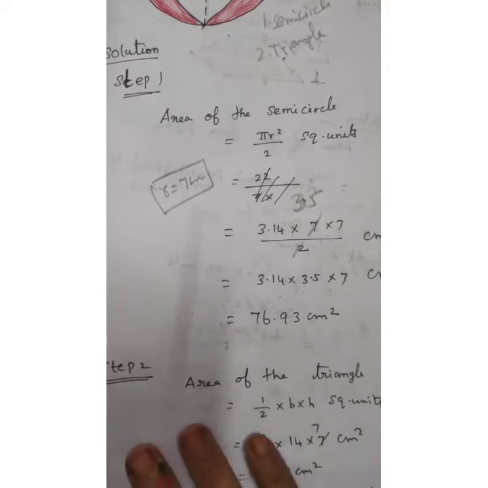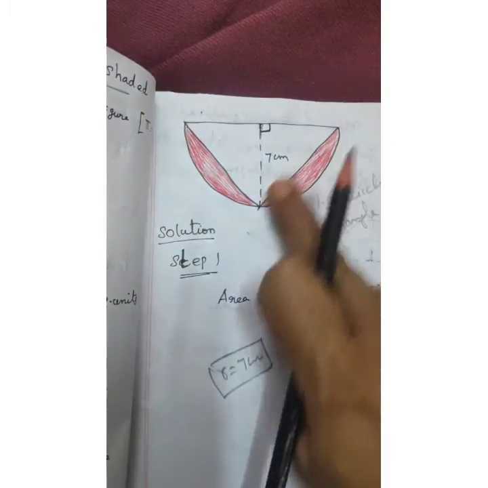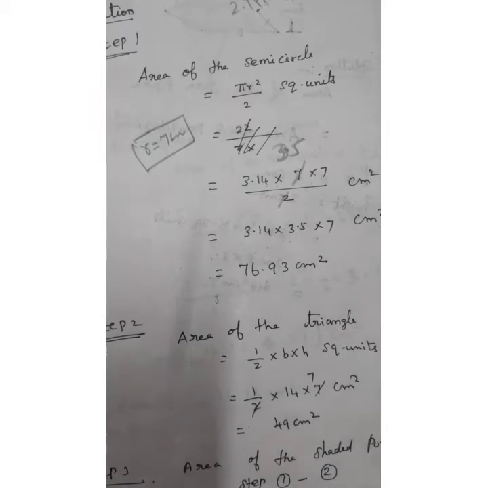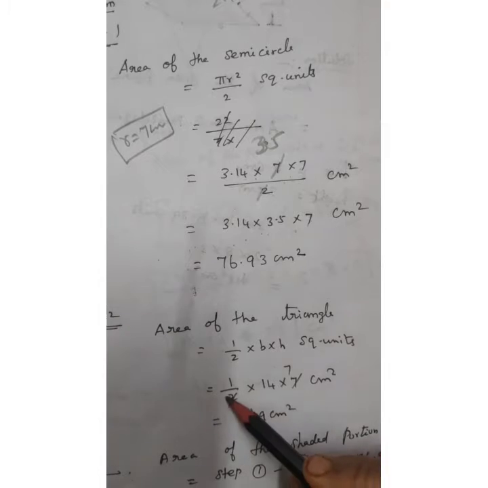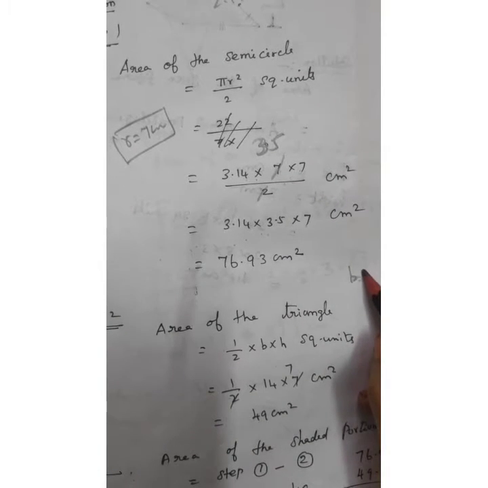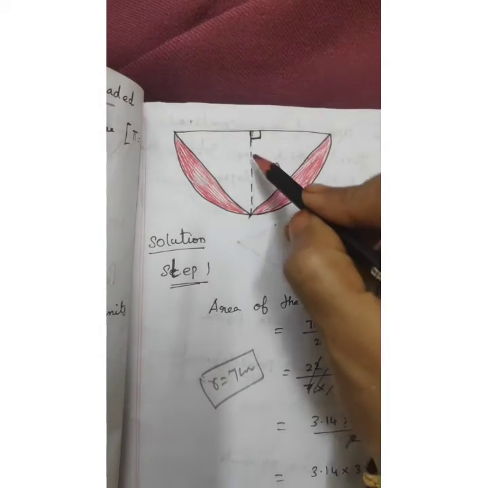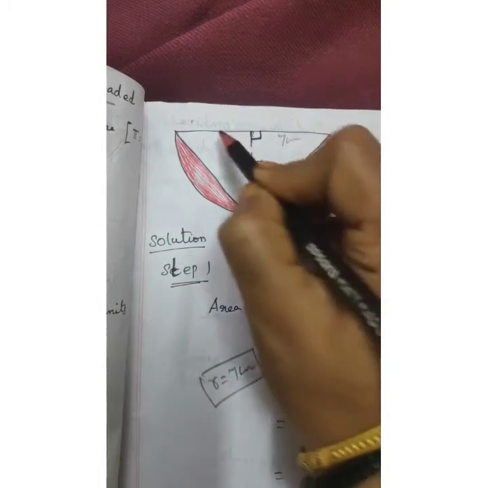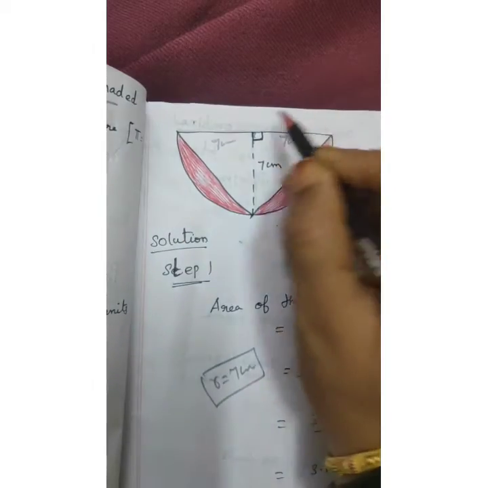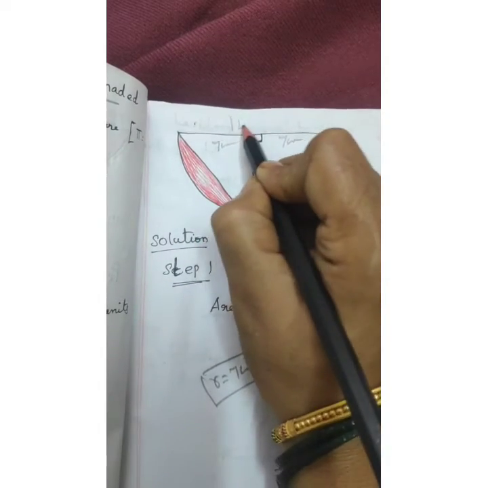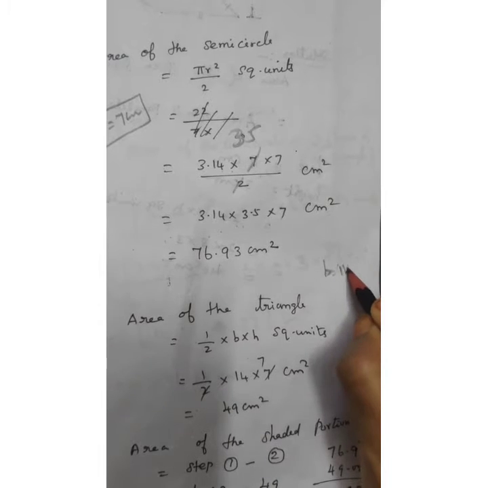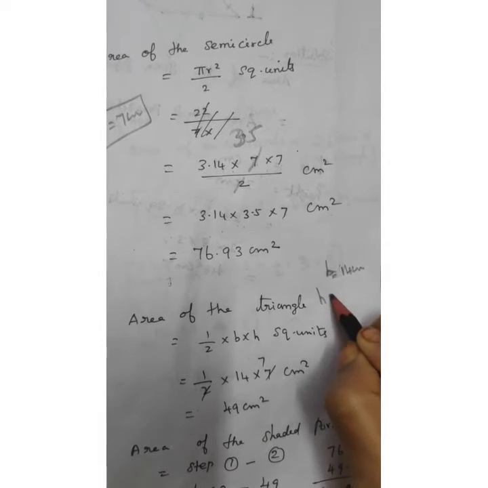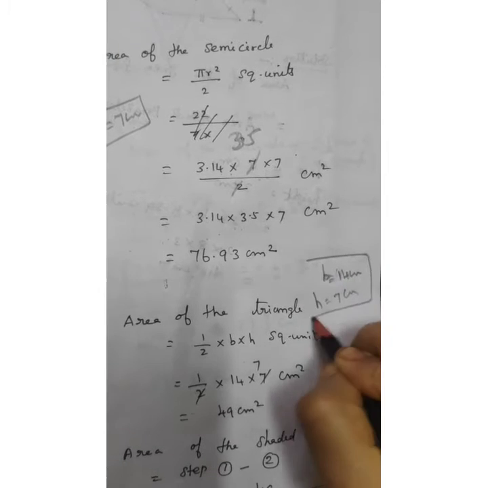Step 2, area of the triangle. Next shape is, what is the shape? Inside, the shape is the triangle. Triangle formula is 1 by 2 into b into h square units. 1 by 2 into b value equal to 14. How do we find the b value? This is 7 centimeter, here also 7 centimeter. This full base value equal to 7 plus 7 equal to 14 centimeter. B equal to 14 centimeter. H equal to 7, height h equal to 7 centimeter.